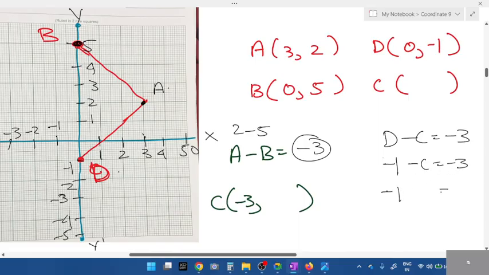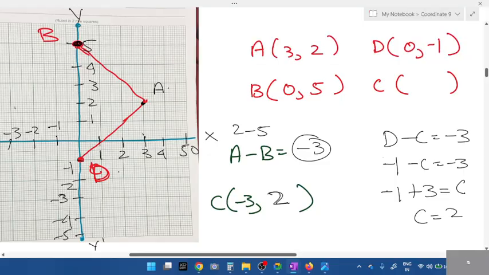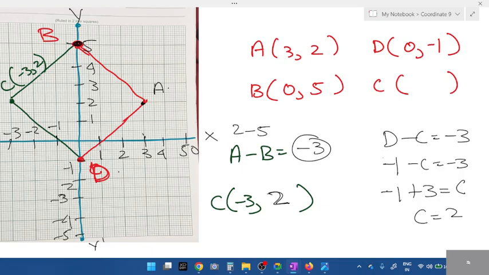What happens to minus C if it goes to the other side? And this one? What is C value? Positive 2. Where does this lie? Minus 3 comma 2. Second quadrant. Minus 3 comma 2. Can you see the point? Minus 3 comma 2. What's the answer in the textbook? The answer should be correct. Minus 3 comma 2. Understood the calculation part?